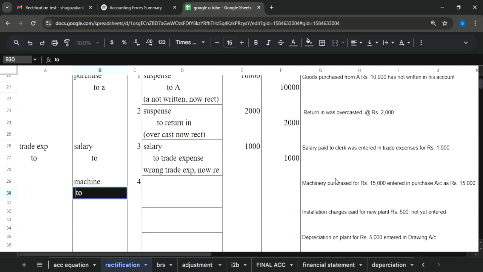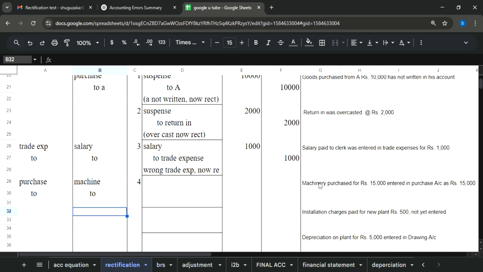Now the next part will show what mistake we have done. Entered in purchase account. Now it's a very interesting entry. You have entered it in purchase account, so you will write purchase on debit side. Why I was saying it is interesting, because there are several other mistakes as well. First mistake, machine was supposed to be written, but instead of machine you have written purchase.